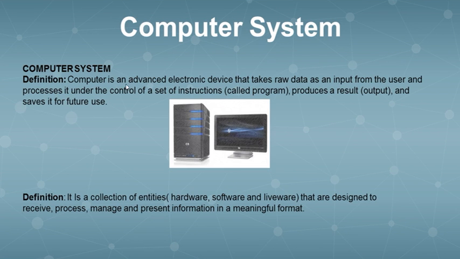Here you can see, a computer is an advanced electronic device that takes raw data as an input from the user and processes it under the control of a set of instructions called a program, produces a result, that is output, and saves it for further use. So student, we can understand a computer as an electronic device that runs with the help of electricity, and it allows us to input the data. I mean to say we can feed the data into the computer by using input devices like keyboard, mouse, microphone.